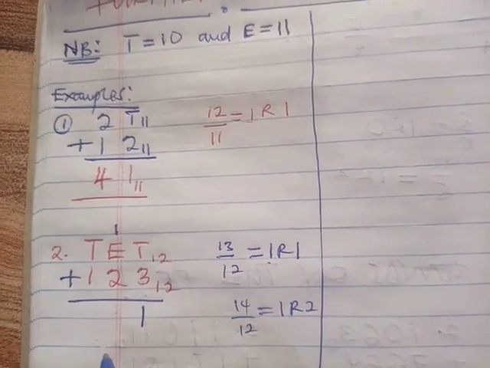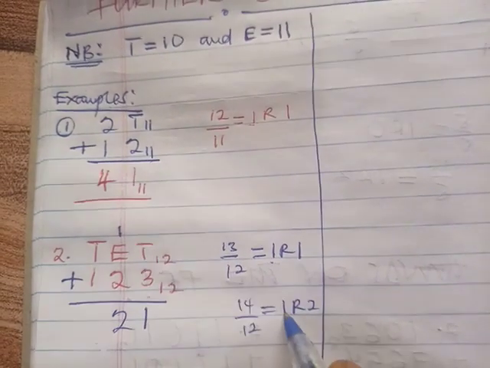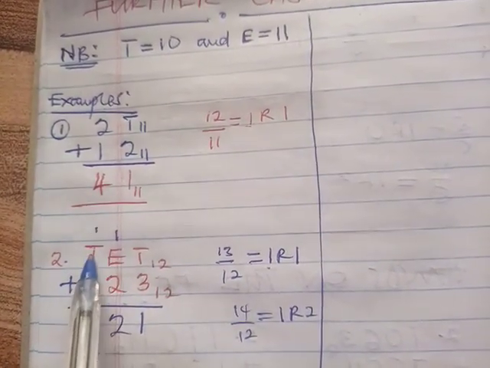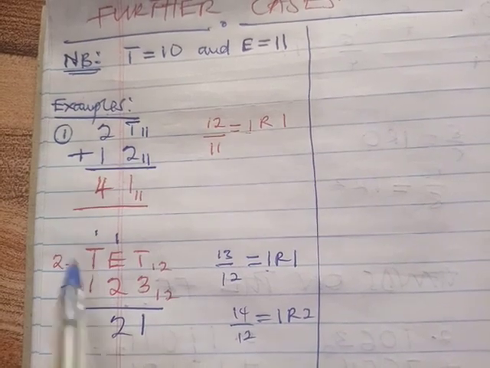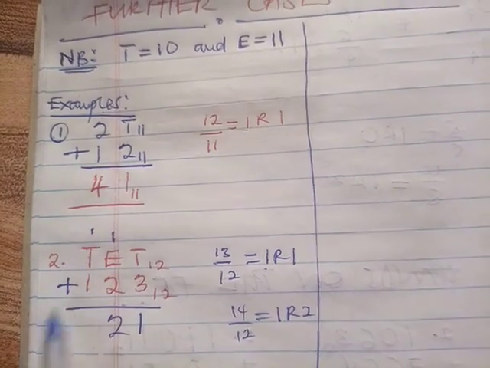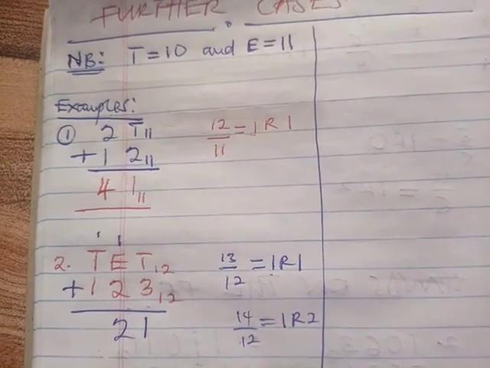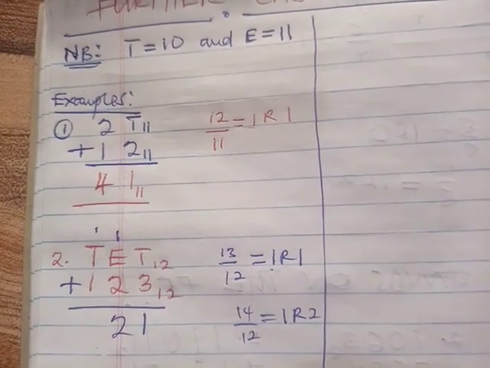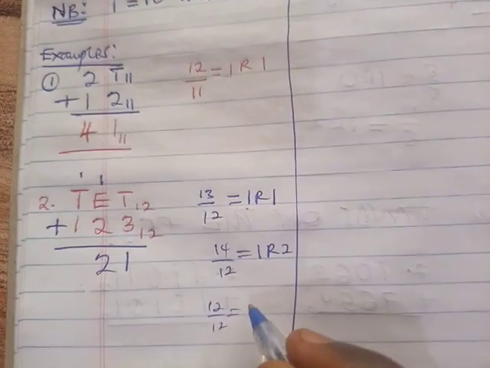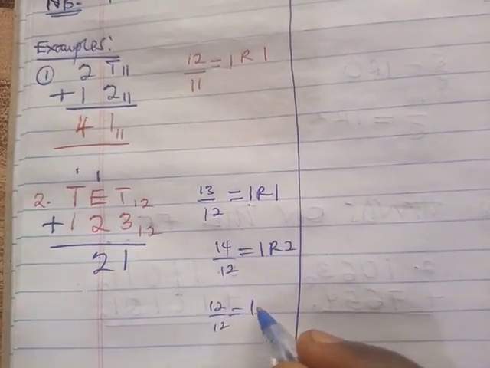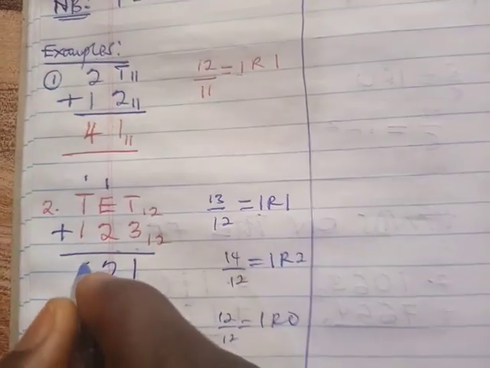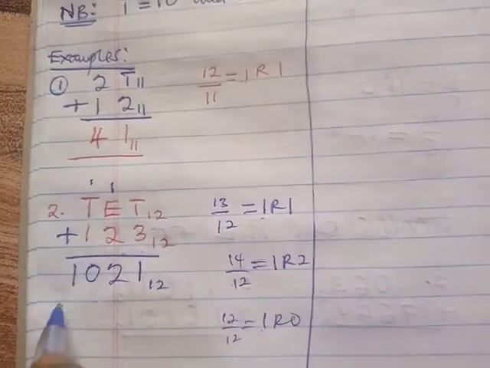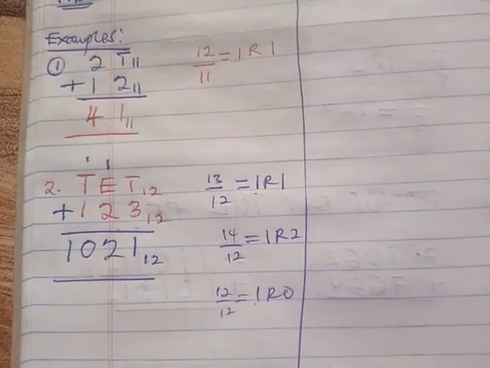So write the 2 here, and the quotient 1 will be added to the next number. So 1 plus t plus 1, t which is 10. So 1 plus 10 plus 1, making 12. So 12 divided by 12, we have 1, remainder 0. So write the remainder 0 here, and the quotient 1 will be added here. So that's the answer to the problem.